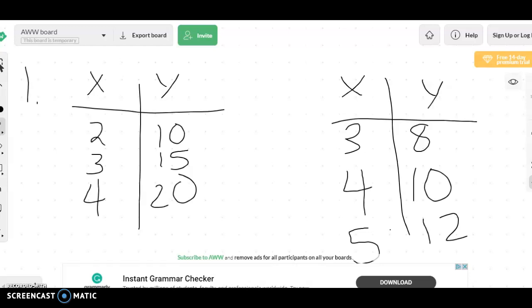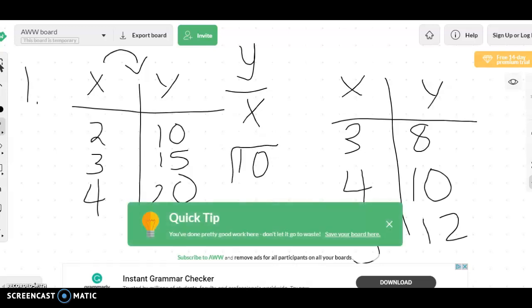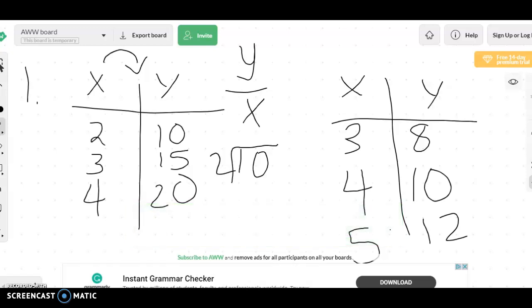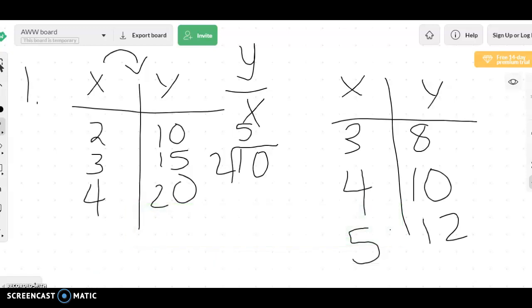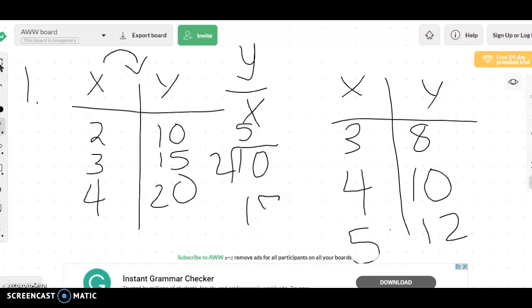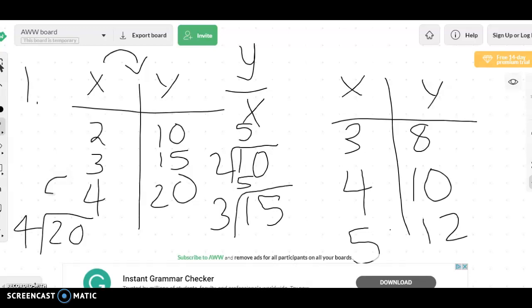In order to find the constant of proportionality, or what I'm multiplying X by to get Y, I can do Y divided by X. If Y is 10, I do 10 divided by 2, and I get 5. If Y is 15, I do 15 divided by 3, and I also get 5. Finally, if Y is 20, and I do 20 divided by 4, I get 5.